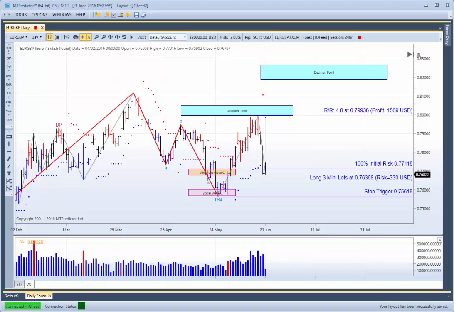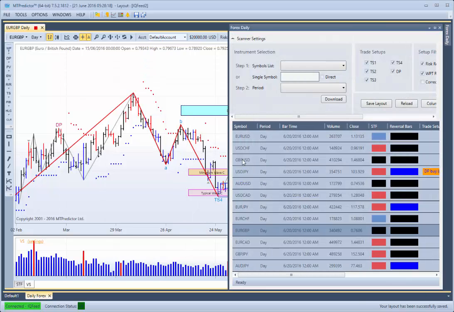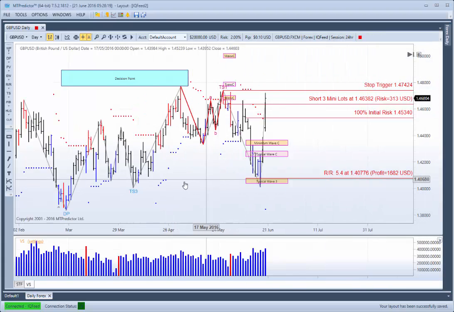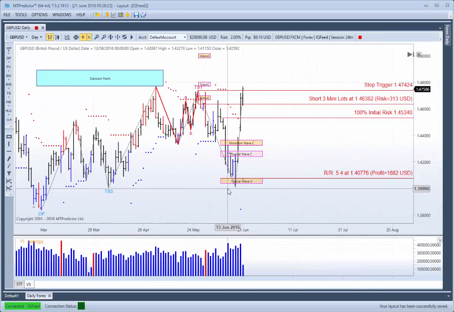So hopefully this has been a good example to look at how MTPredictor has been handling the EU referendum in the UK here in relation to some British pound forex cross rates, in particular against the euro here, and as we saw a little bit earlier against the British pound US dollar, where we've had a couple of good trades in both of them.